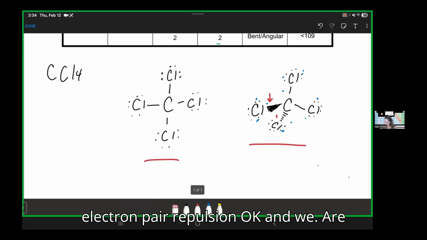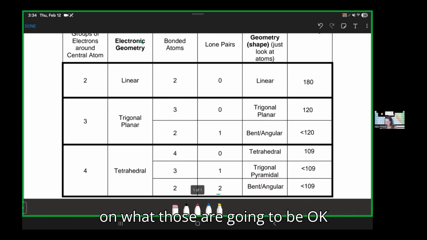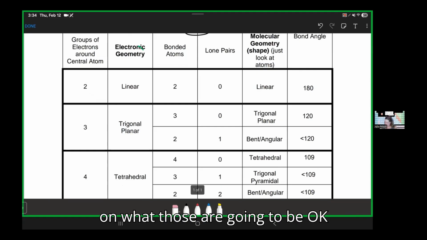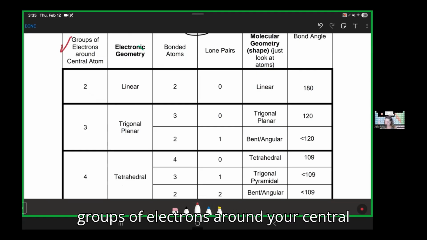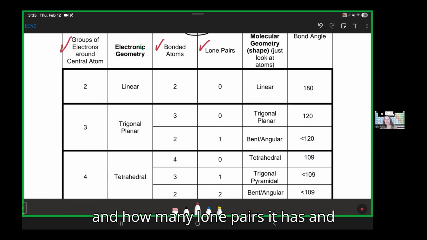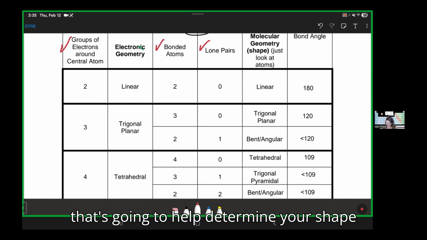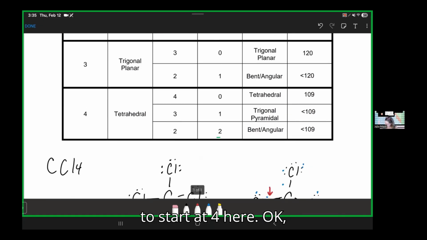Okay, and we are going to know very specifically what those shapes are going to be. It's going to be based on the number of groups of electrons around your central atom, how many of those are bonded atoms, and how many lone pairs it has, and that's going to help determine your shape. So, I'm going to start at 4 here.